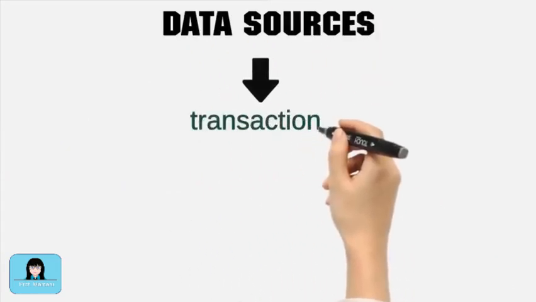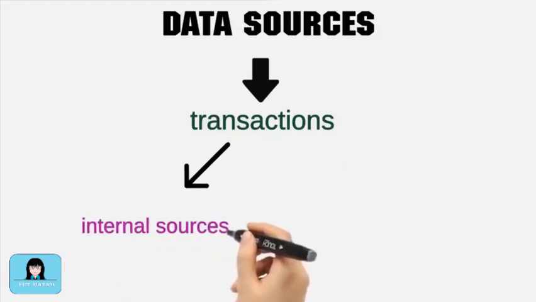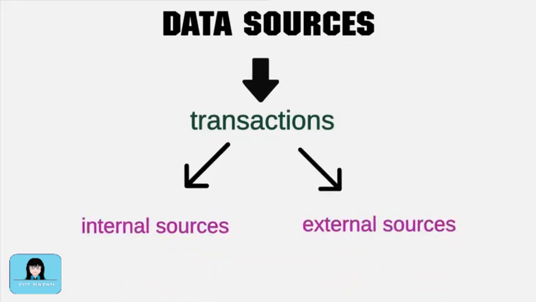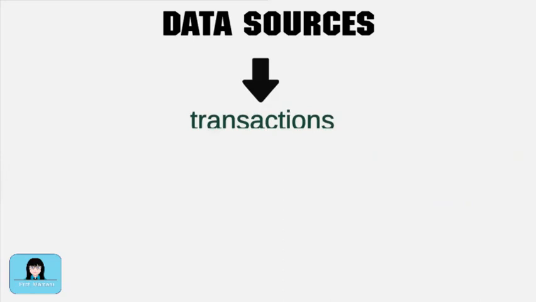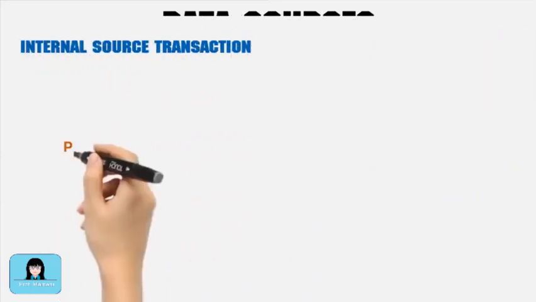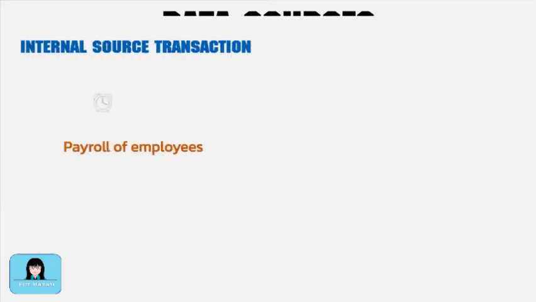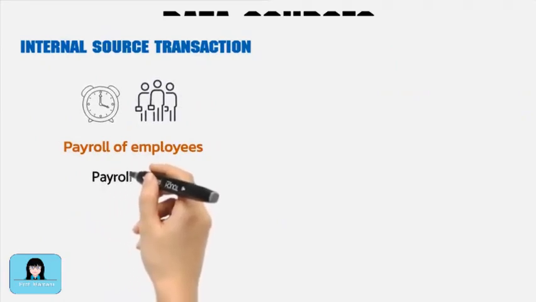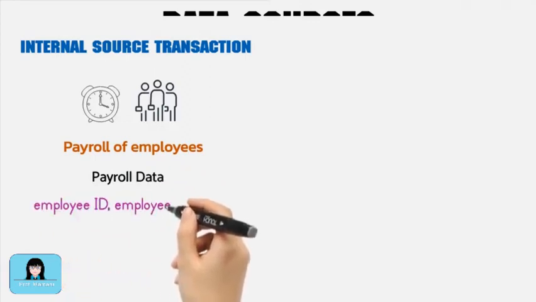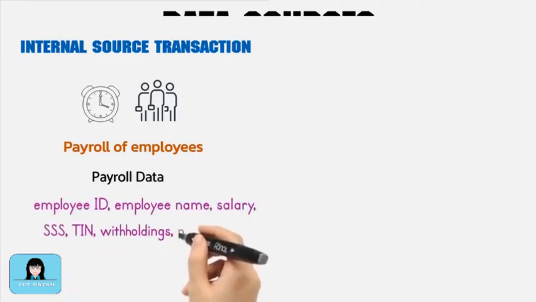Data sources are transactions that enter the information system from both internal and external sources. An example of a transaction from the internal source is the payroll of employees. Data from this transaction includes employee ID, employee name, salary, social security, tax identification, withholding deductions, and net pay.